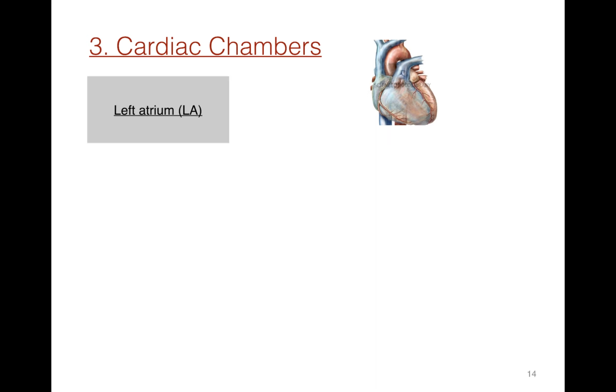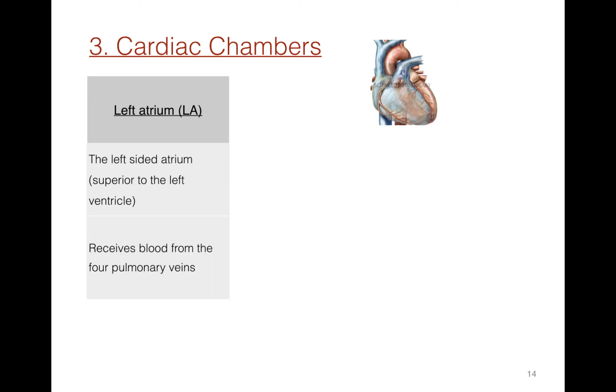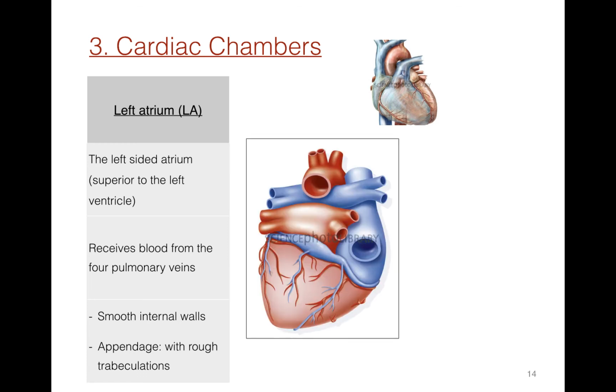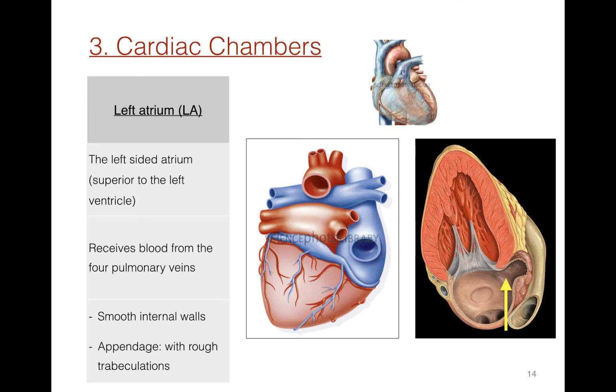The left atrium. The left atrium is on the left side, superior to the left ventricle, and it receives blood from the 4 pulmonary veins. We will talk about the pulmonary veins just a little bit later. The left atrium is entirely smooth within, except for its appendage. Within the appendage there are rough trabeculations.